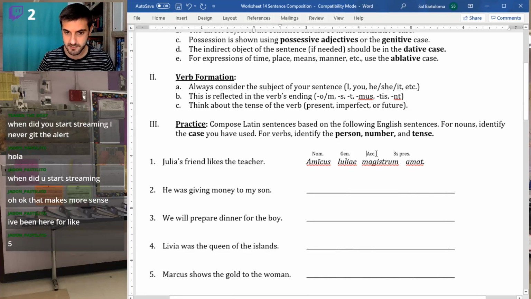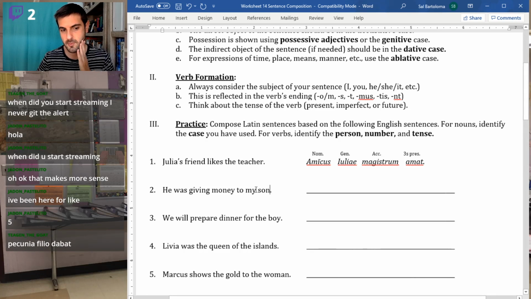So we're going to take this nice and slow, right? The first one is already done for us. So let's see how I want to do this. Yeah, we'll just go right into it. Okay. He was giving money to my son, right?